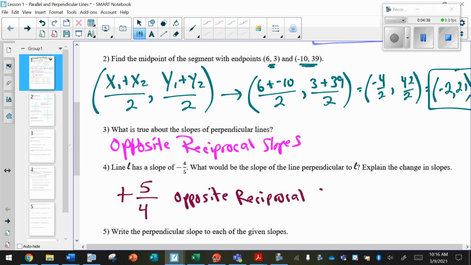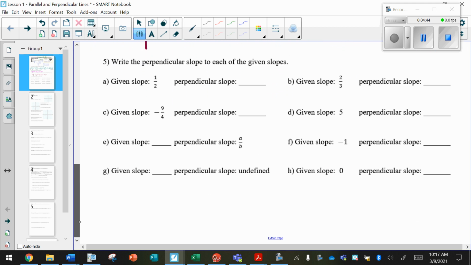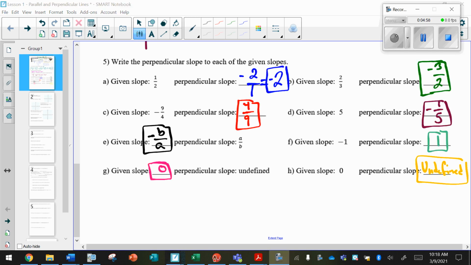Again, perpendicular lines have opposite reciprocal slopes. So let's write the perpendicular slope for each of the given ones. You probably don't need me much for this, so why don't you pause the video, fill these in real quick, and then come back, check, and we will move on. I'm guessing you had a pretty easy time with this, so you can check your answers as I'm talking to you about the last two, G and H.